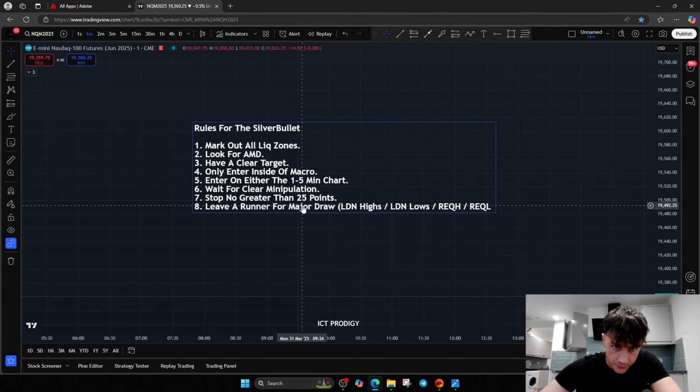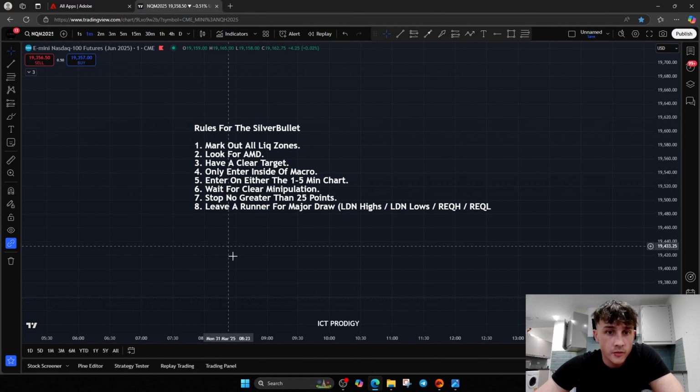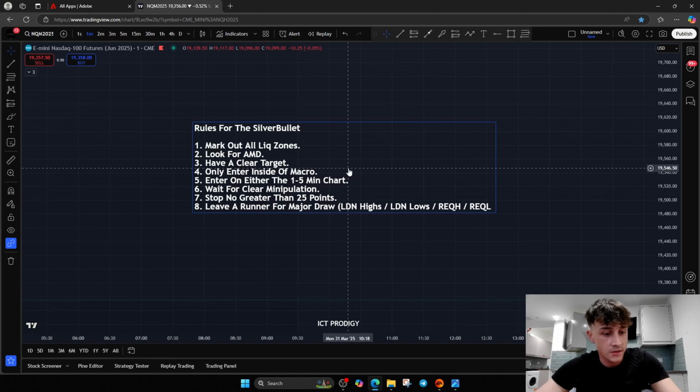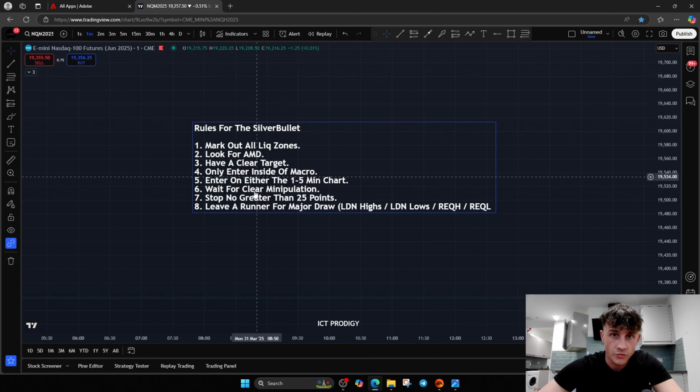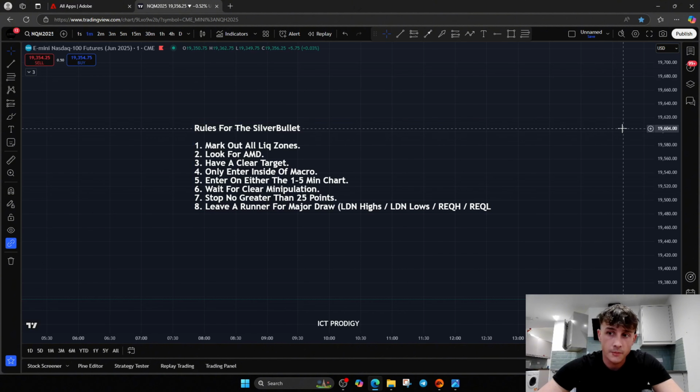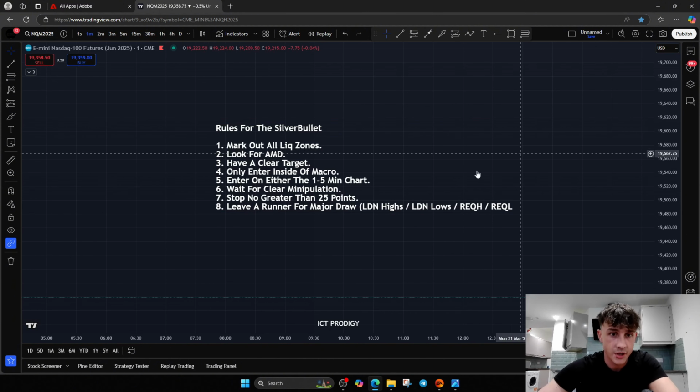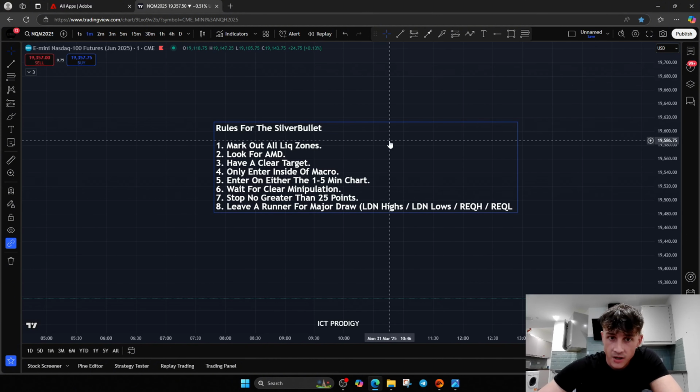People. So I'm just going to quickly run through the rules that I use to trade the silver bullet session. These are all the rules that I actually use when I am trading inside the New York session. So the first thing you want to be doing is just mark out all the liquidity zones.